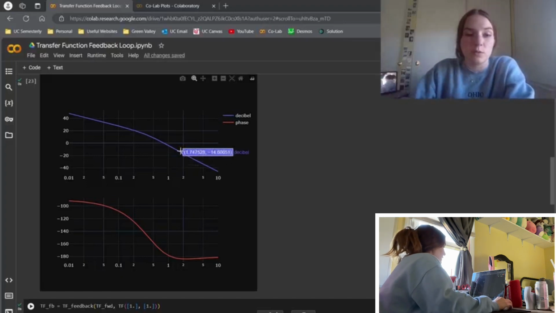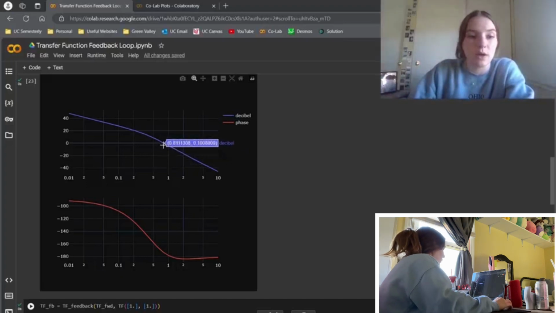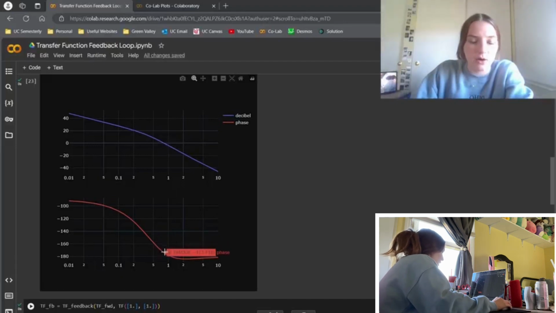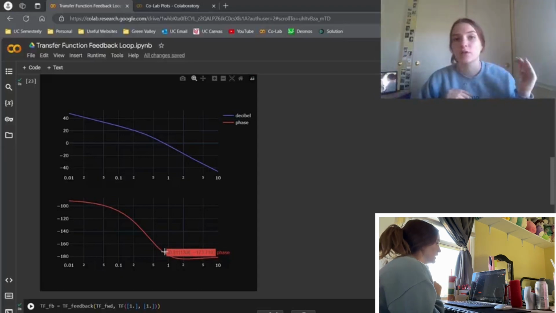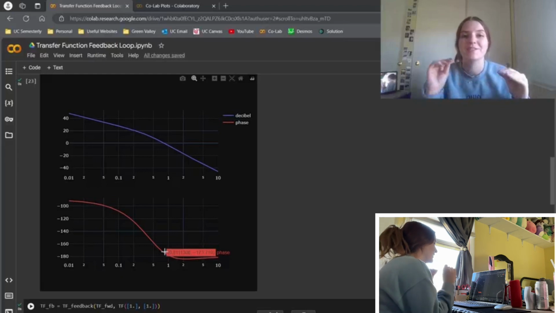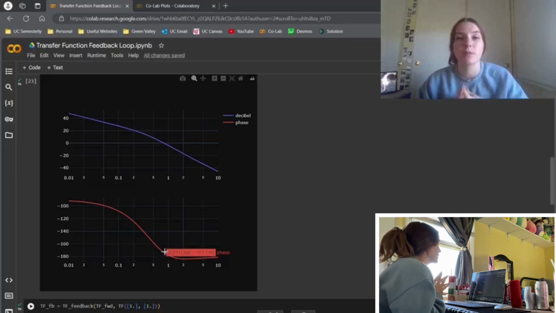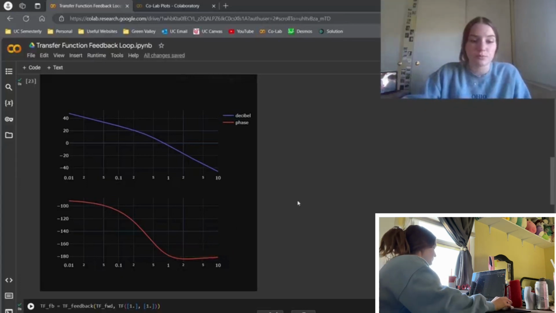So here in our case, we can see that when our decibel value is around 0, our omega value is about 0.8. And if we find our omega value at 0.8 on our phase graph, we can see that our value is around negative 170. So if you have negative 170 minus negative 180, so plus 180, we're going to have a phase margin of about 10 degrees. So this means that our system is about 10 degrees away from becoming unstable.